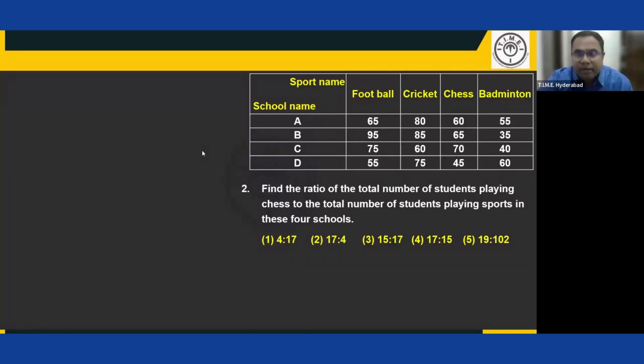All right. We'll discuss now. So ratio of total number of students playing chess to the total number of students playing sports in these 4 schools. Okay. Playing chess means I have to add this column: 65, 45, 110, 180, 240. Those who are playing chess, is to total number of students in these 4 schools. What is total of A? 55, 65. 120, 260 is A total. B total 180, 100, 280.